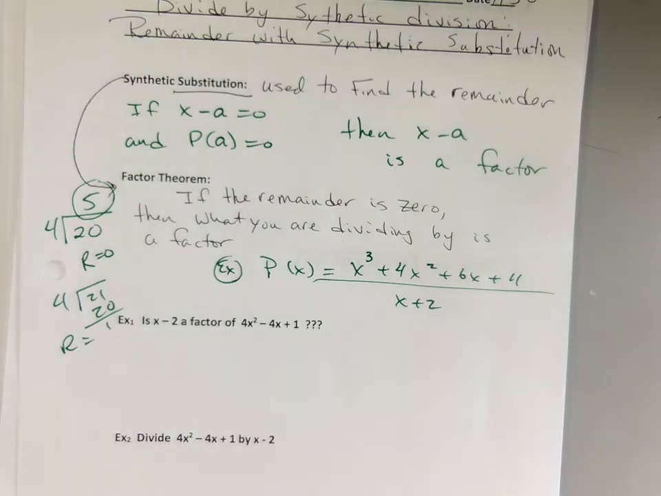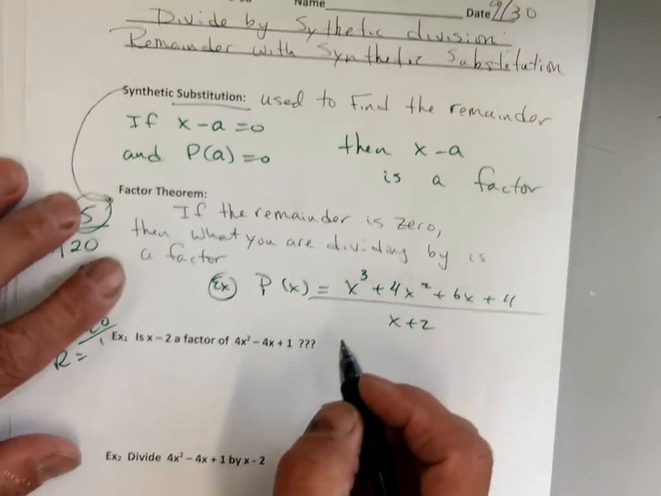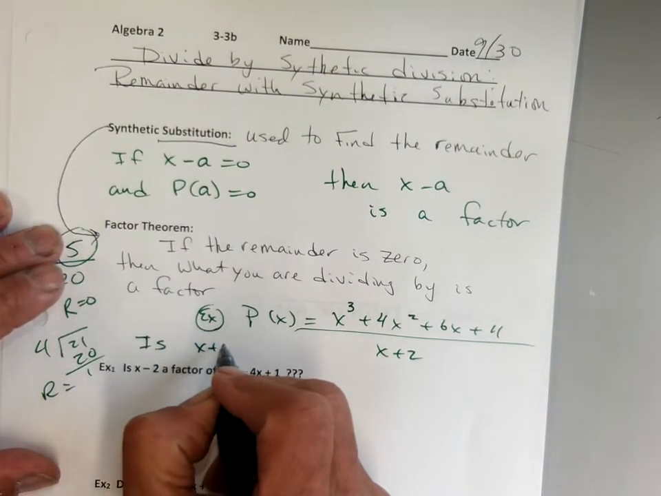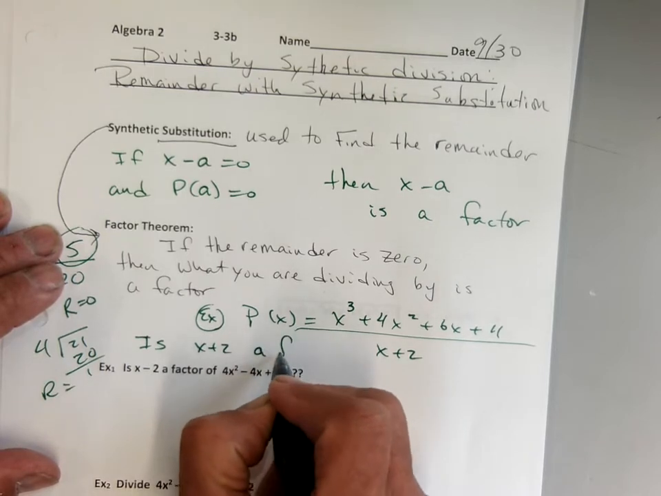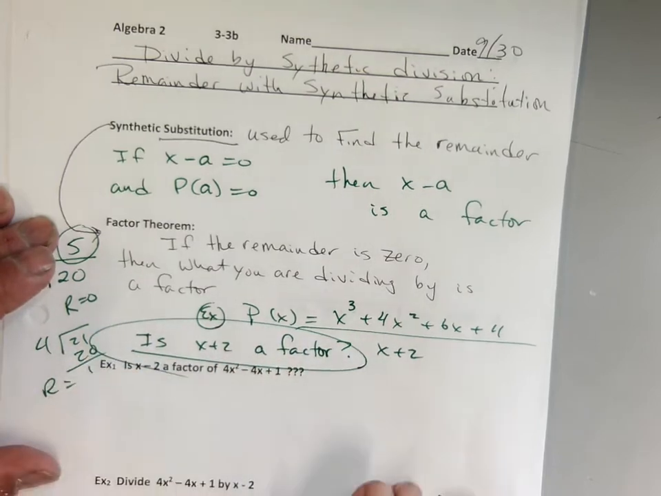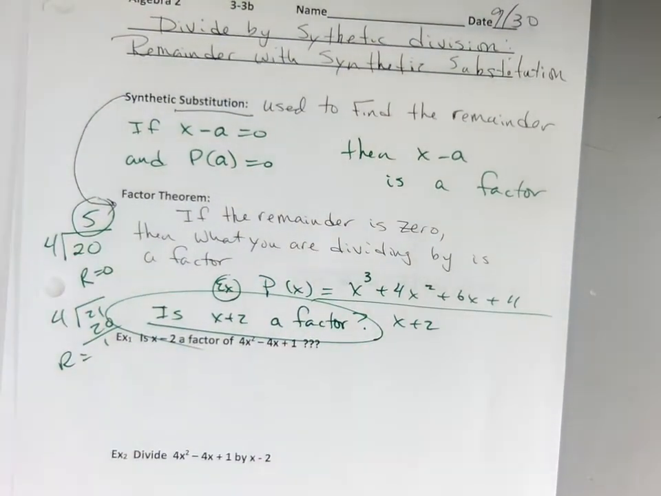Okay, so listen. Is x plus 2 a factor? Meaning, if we were to divide this, which is what we did yesterday with long division, divide this into this, and if we got a remainder of 0, then it'd be a factor, right?